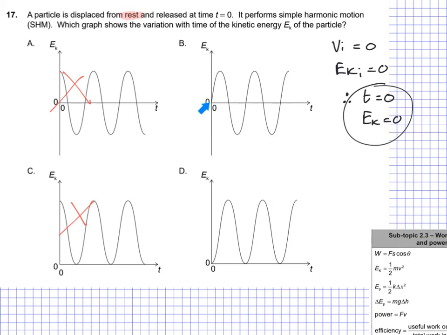In graph B, at this point on the graph, this all represents a negative energy. So at this point, we would have a negative EK. And in Newtonian mechanics, this is not possible. Energy is a scalar value. It cannot be negative, which brings us to D, and hopefully you can see D is the correct answer.